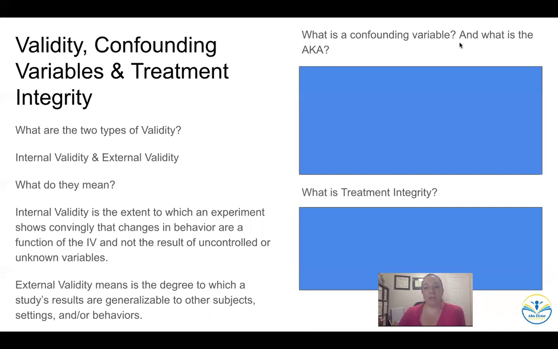So then we have what is a confounding variable and what is the AKA? Does anybody know the AKA? It starts with an E. Extraneous variable. Yes, ma'am. Extraneous variable. Okay, so now that you know the AKA, what does this mean, confounding variable? Confounding variables are variables that you cannot control that influence the behavior. Okay, and then there's one key word. Where do you find this variable? In the environment. Perfect, in the environment.